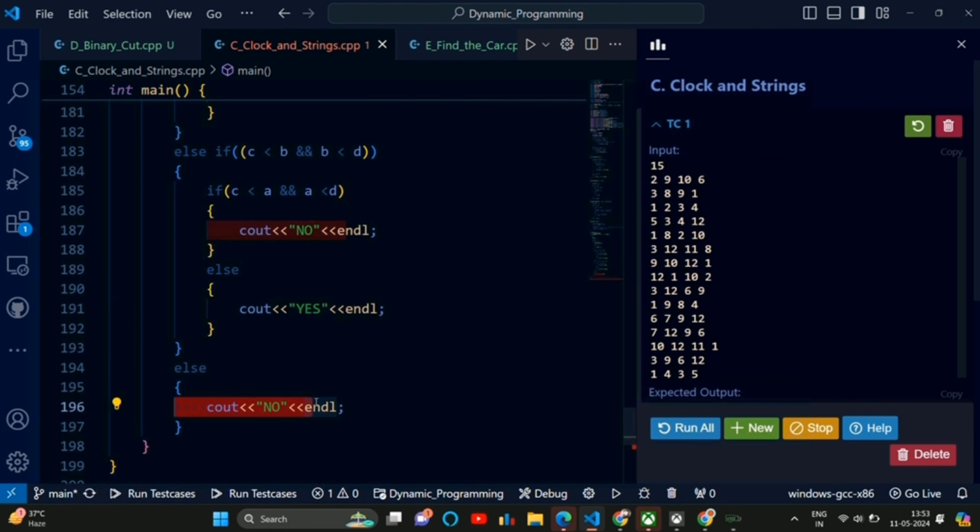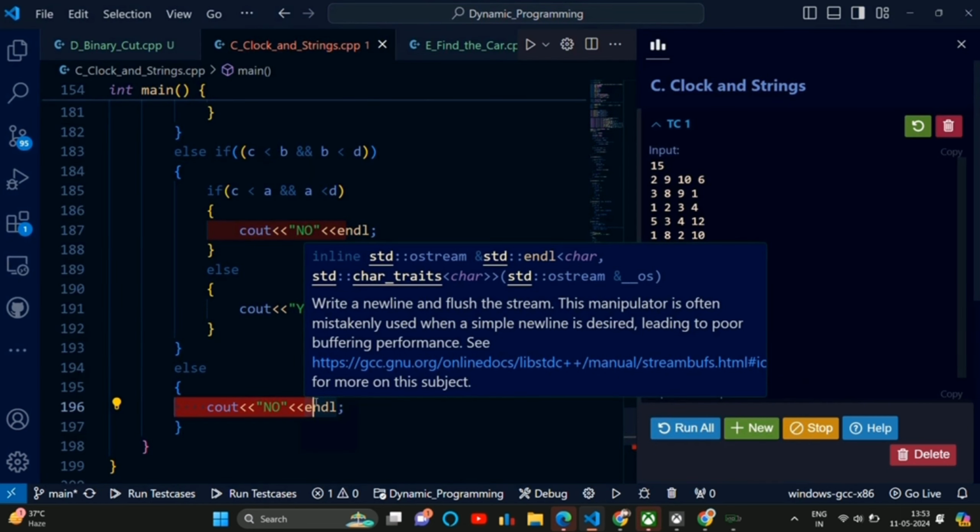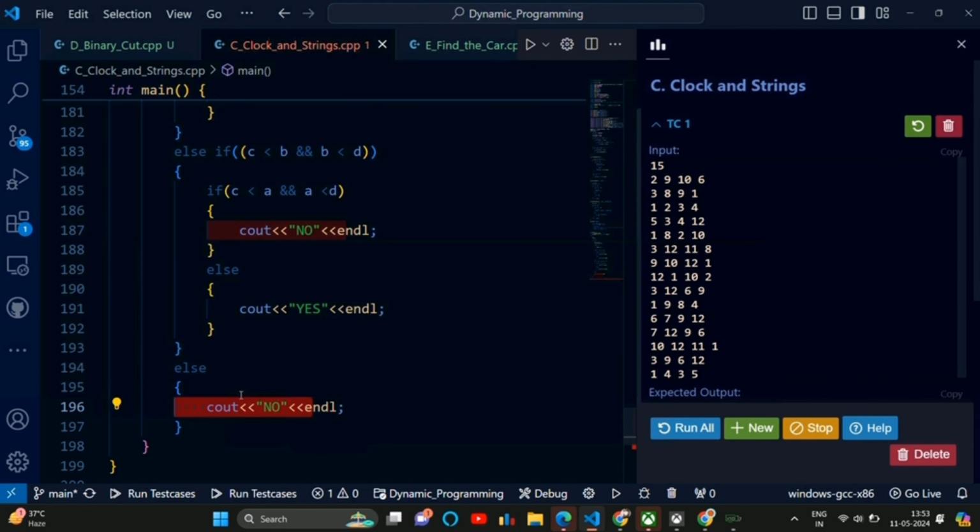And for the else condition, I don't think there should be any else condition, but if there is one, it will satisfy it.